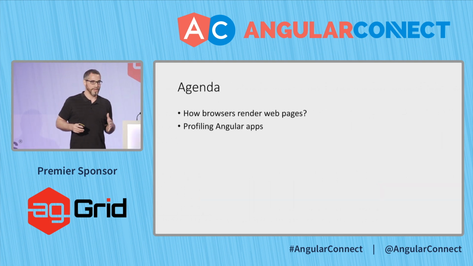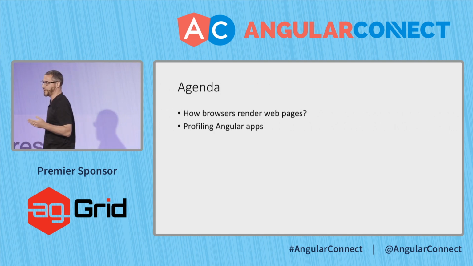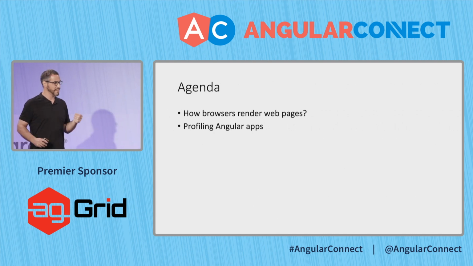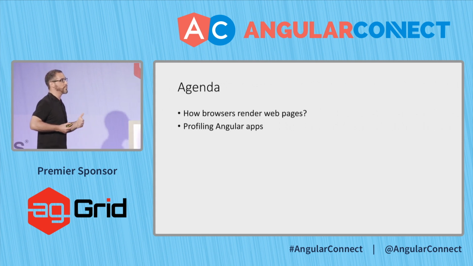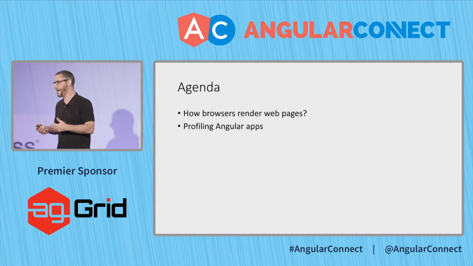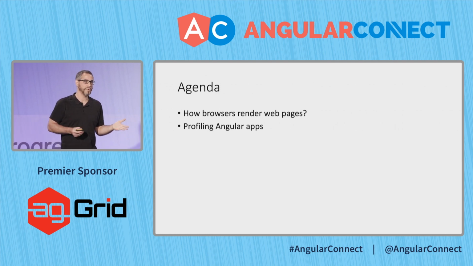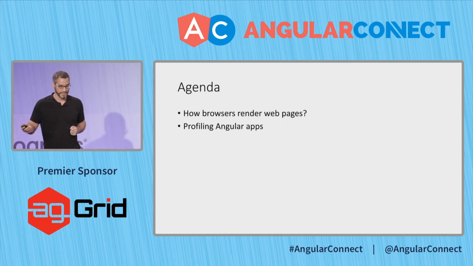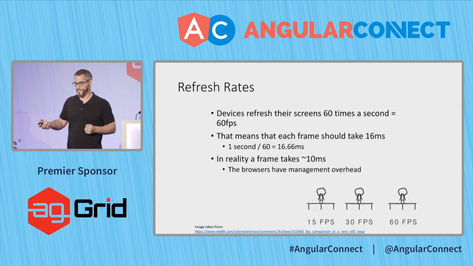What we're going to do here is the following. First of all, I'm going to talk about how browsers render your applications. This is a very crucial thing, because once you understand the process, you will know how to figure out some things when you are profiling. Then we'll go and profile some Angular applications with problems, and you will see how I work in order to go back to your place at work tomorrow and do profiling and find performance bottlenecks. So let's start with understanding the browser rendering process.